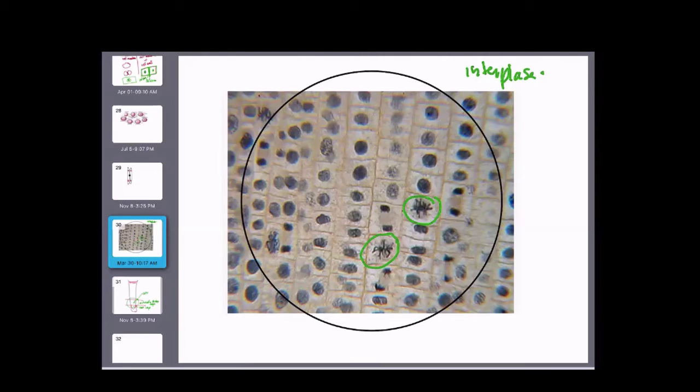Let's see, what about this? If we look at this cell over here, what would you guess that one is in? Telophase. Not really anaphase, it's kind of just past anaphase, because you're starting to see it more condensing at the end. So this one here would probably be telophase.